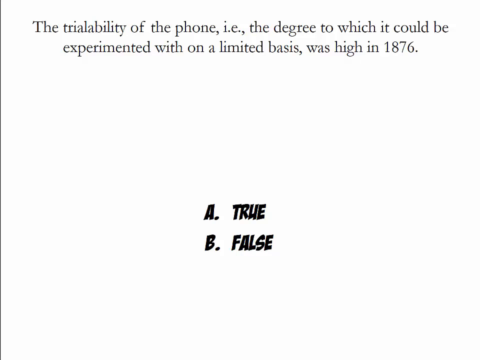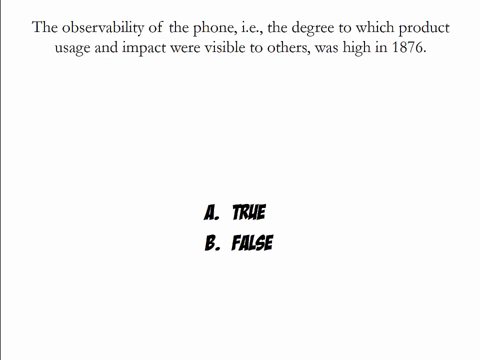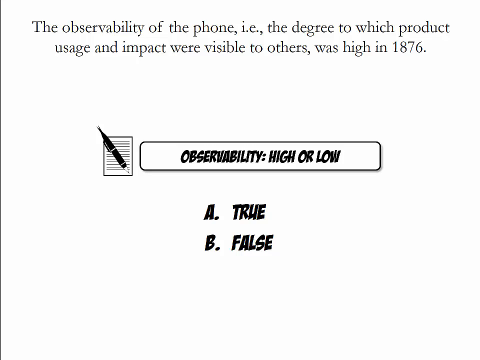Do you think trialability of the phone, this is the degree to which it could be experimented with on a limited basis, was high in 1876? Write down whether you think trialability was high or low. Do you think observability of the phone, this is the degree to which product usage and impact were visible to others, was high in 1876? Write down whether you think observability was high or low.